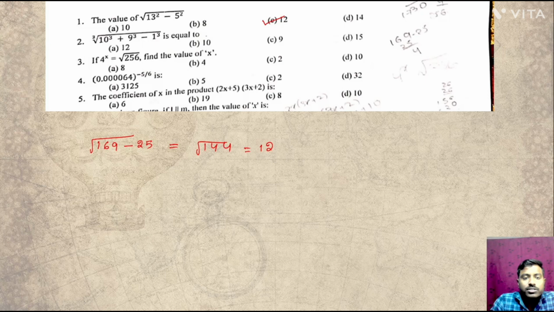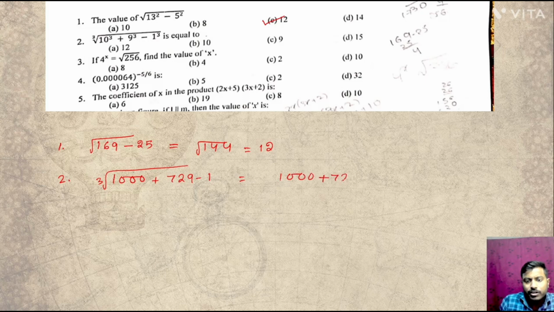Next question, question number 2. Cube root of 10 cube plus 9 cube minus 1 cube means 10 cube means 1000 plus 9 cube 729 minus 1 cube is equal to 1000 plus 728, because when minus 1 then it becomes 728. Cube root of 1728 is equal to 12. The correct answer is 12.